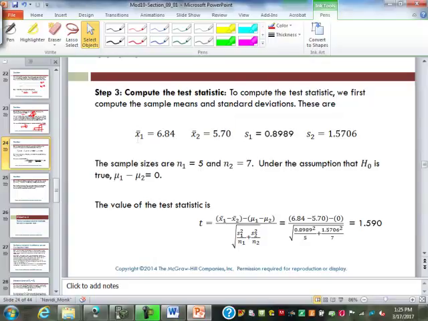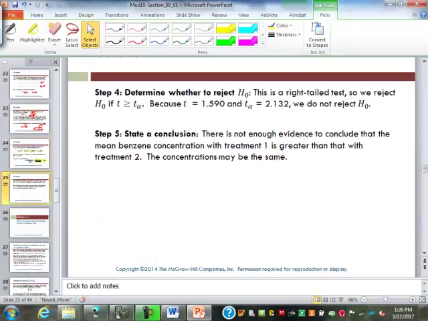We've got our values in here. We found the values from each sample. Found the sample mean for each, sample standard deviation for each, and we have the sample sizes. So we plugged in here's the difference between the sample means. We found that. Hypothesized difference is 0. This is the standard deviation of sample 1 squared divided by its sample size, which is 5. The standard deviation of sample 2 squared divided by its sample size, which is 7. We get a test statistic of 1.59. Now, since that's less than our critical value of 2.132, we will not reject.